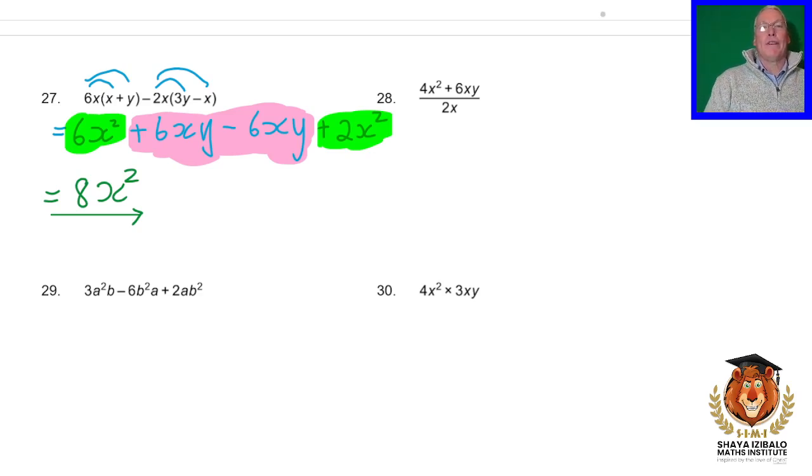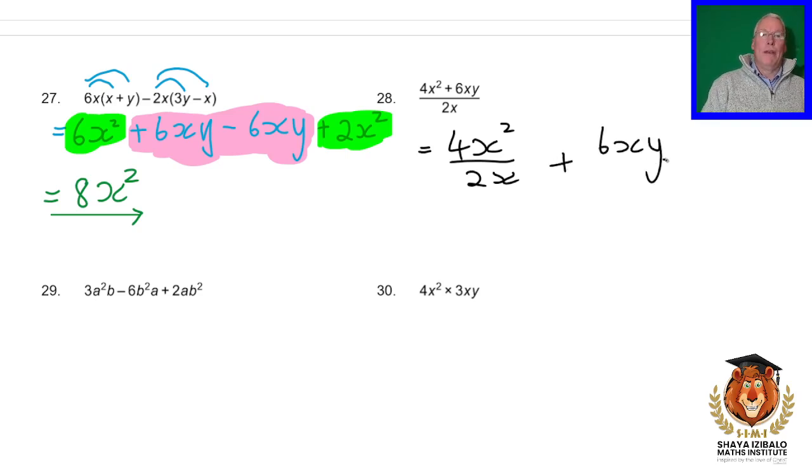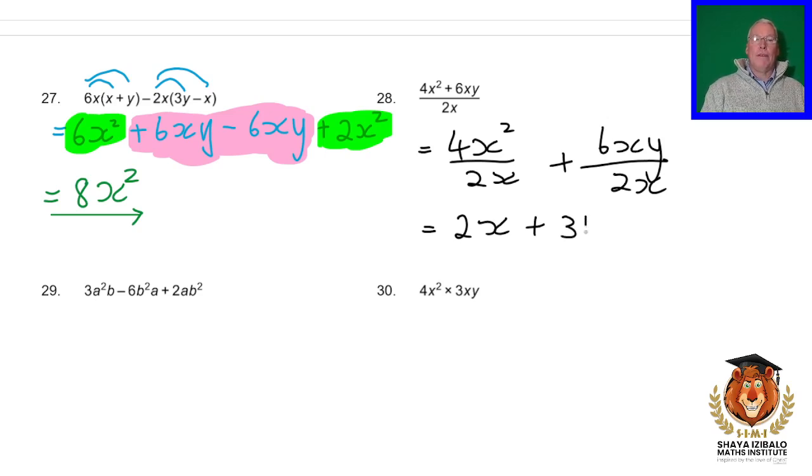Okay, let's have a look at this next one. It involves division. Remember that both parts of the sum must be divided by 2x. So we've got 4x squared, that must be divided by 2x, and we've got 6xy, and that must be divided by 2x. Here, the 4 and the 2 divide out, and x squared divided by x is just x. So we just get 2x. Here, the 6 and the 2 divide to 3. The x's divide out, and we're just left with y.